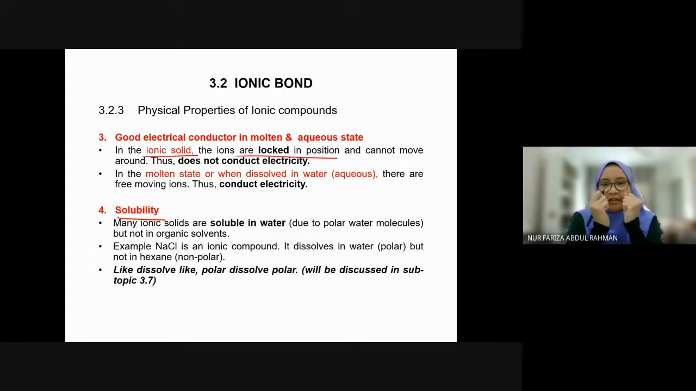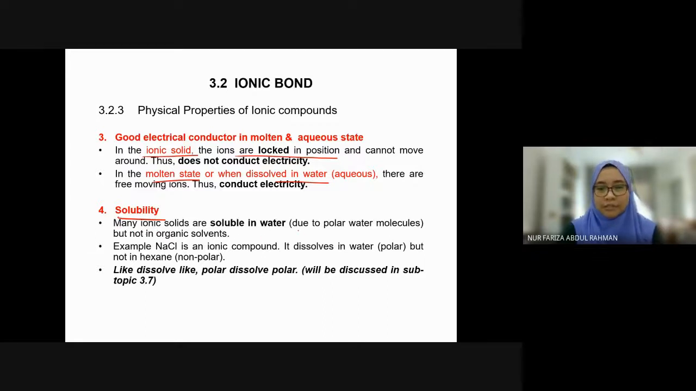Dia terkurung, terstuck dekat satu place. Tapi if it's in molten state atau lebur ataupun dissolve in water, the ions are now mobile. Bila dia mobile, dia boleh conduct electricity. Okay, same goes to solubility. Dia boleh solubilize in water.